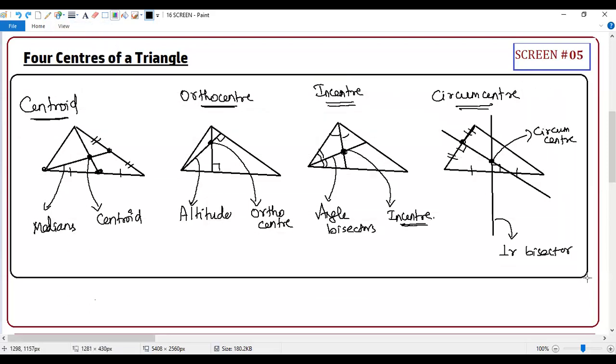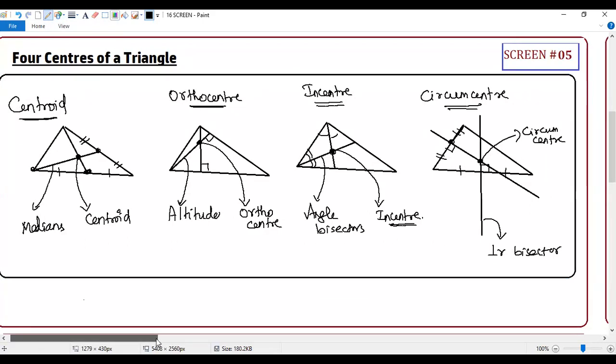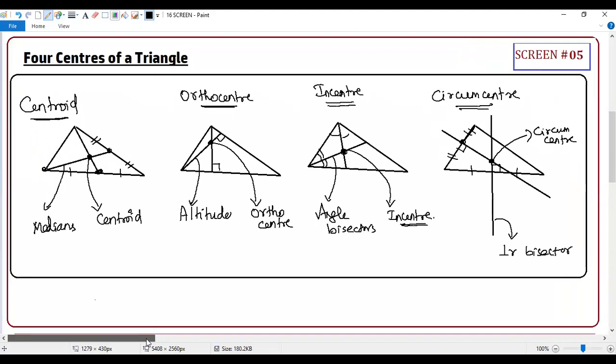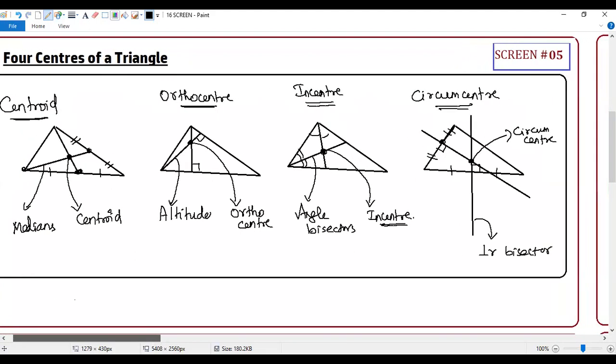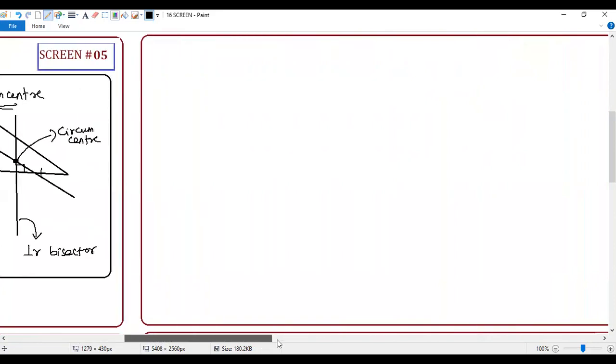Okay, sir. So these 4 centers are going to rule your entire maths, entire geometry. Very beautiful things.